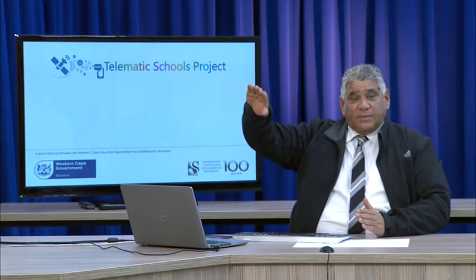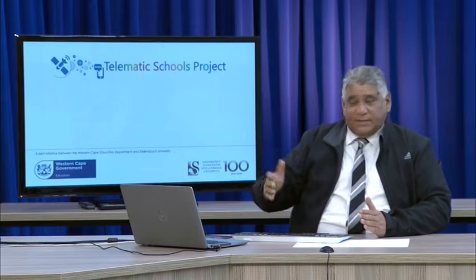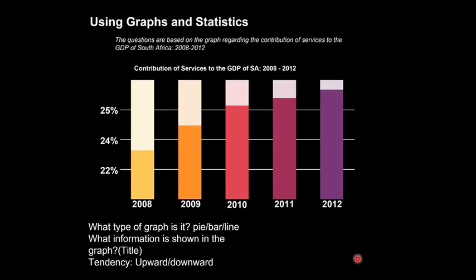And tendency is such an important thing when it comes to the use of statistics and when it comes to graphs. You must know, is it an upward tendency or a downward tendency? Did it become more? Did it become less? Let's have a look at this one. Of course, here you can see that it went up from 2008 to 2012. So in other words, we had an upward tendency in this one.